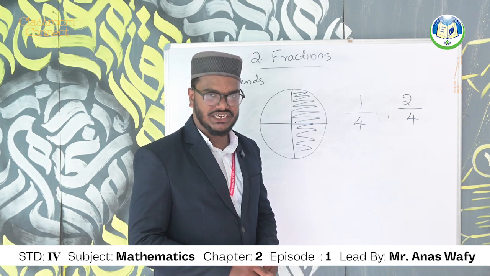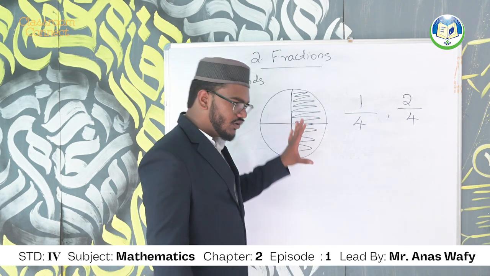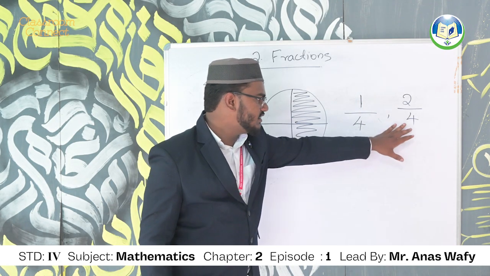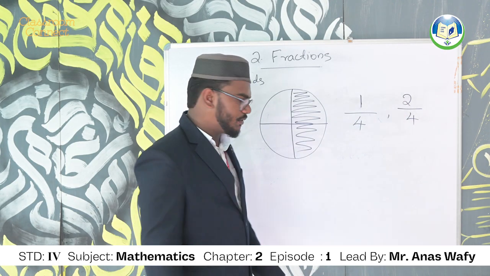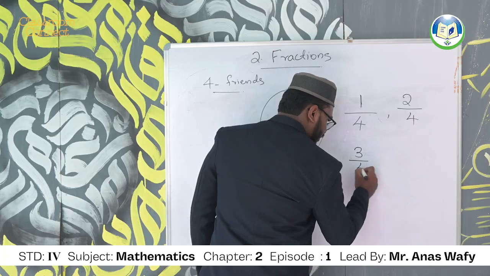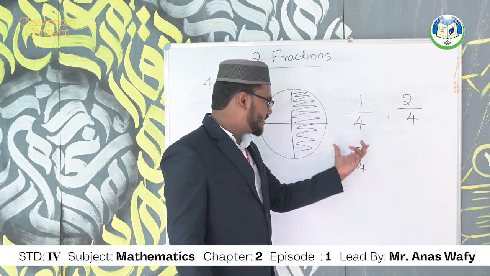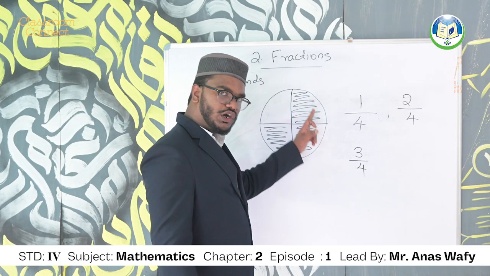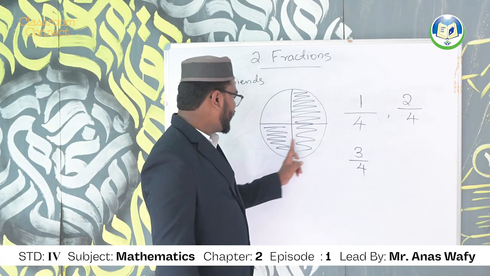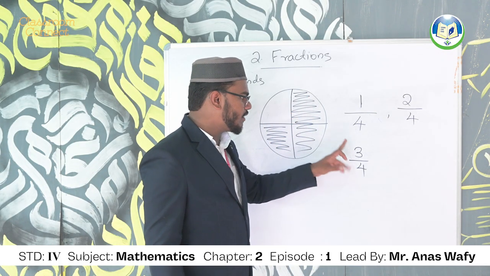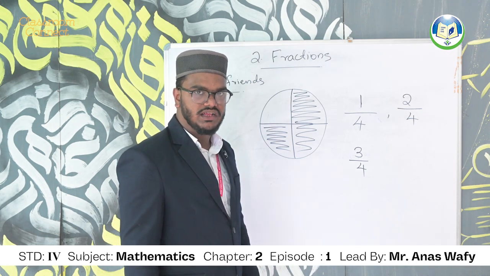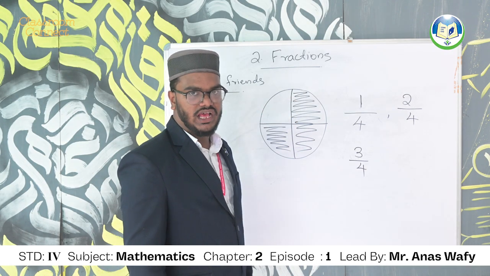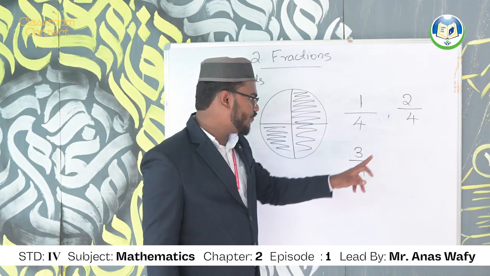Do you understand what a fraction is? Here there are four parts, in that one part is represented, and here there are four parts and two parts are represented. And what is 3 by 4? 3 by 4 means in four parts, three parts have been represented. If we shade this part also, then there are total four parts, and three parts have been shaded. This is represented by 3 by 4. Did you understand what a fraction is? Like this we write fractions: 1 by 4, 2 by 4, 3 by 4, and so on.